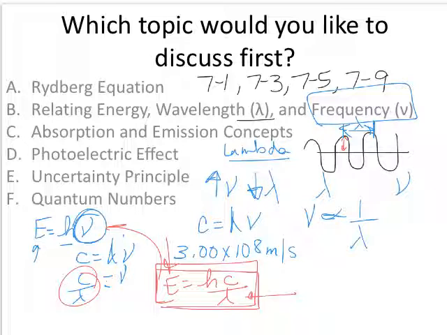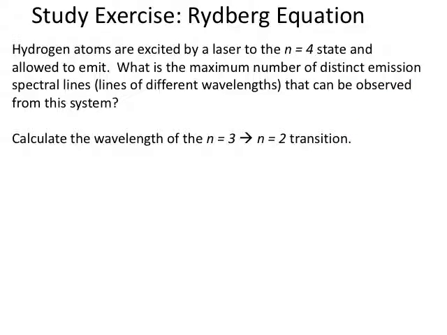Okay, well, let's get started. Your first problem, 7-1. This is section 7.5, page 315, and it's talking about hydrogen atoms.